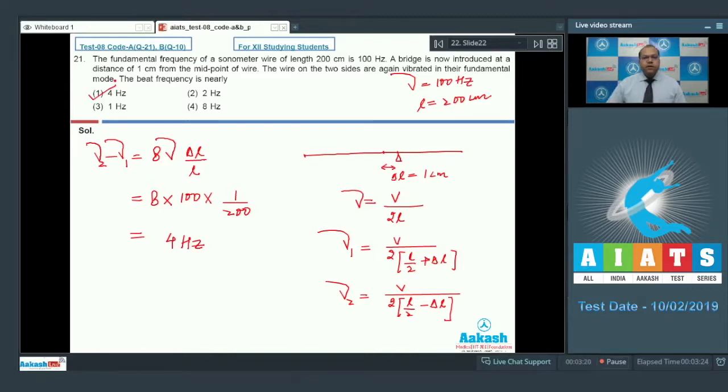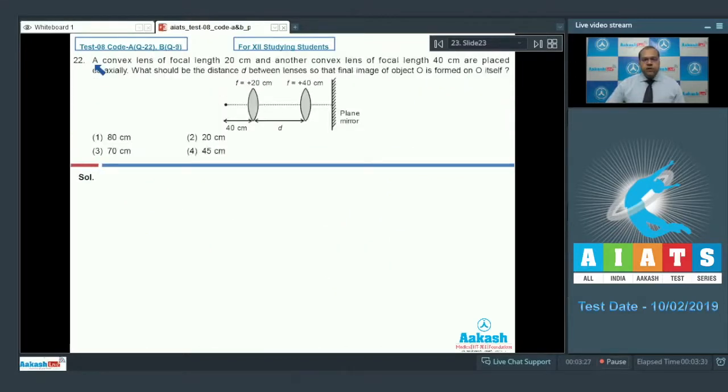Let's move to question number 22. In question number 22, a convex lens of focal length 20 cm and another convex lens of focal length 40 cm are placed coaxially. What should be the distance d between lenses so that final image of object O is formed on the object itself?